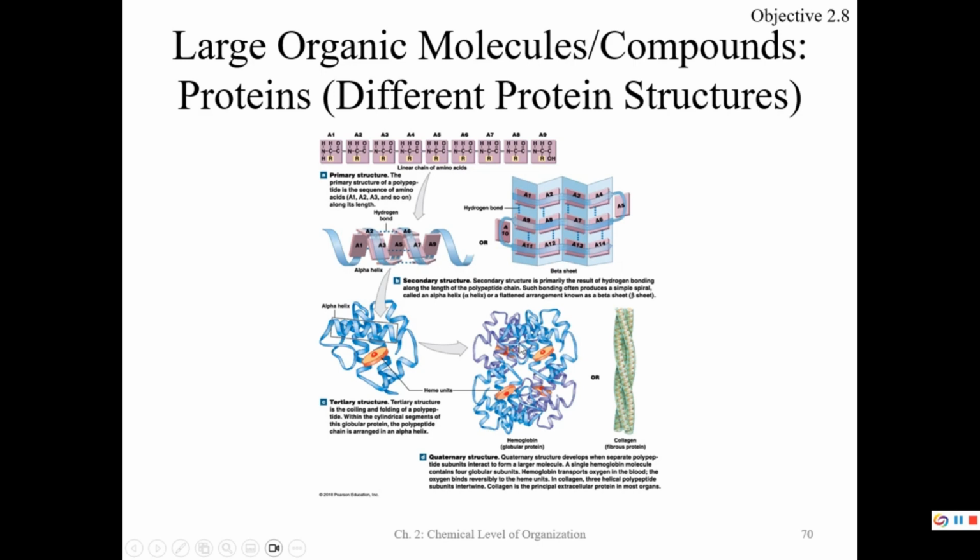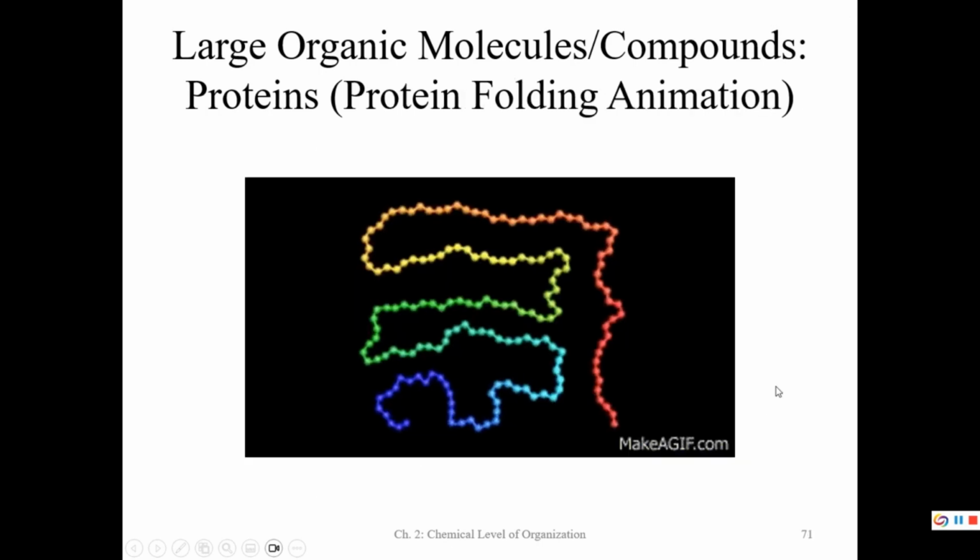Okay? So this hemoglobin carries oxygen in the blood, and this collagen is a fibrous connective tissue protein. A lot of your connective tissue is made of collagen. Okay? So here's what happens.